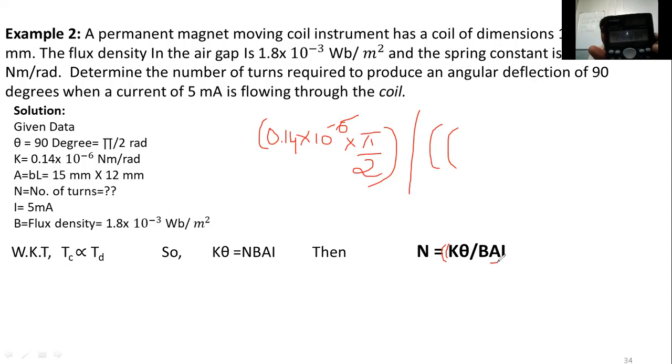Is it visible or not? Is it visible or not? Yes, sir. How much is the answer? Is the mirror copy coming?